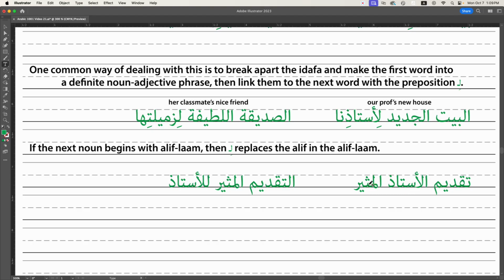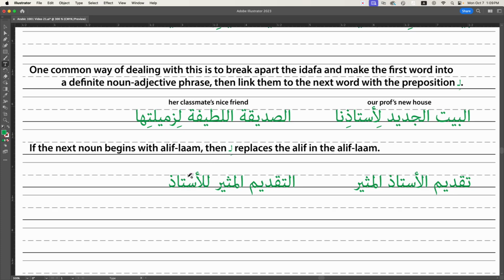Presentation, professor, interesting. Which one's interesting here, the professor or the presentation? We default to it being the professor, but we really don't know for sure. So what we could do to make it more clear is to turn this into a noun adjective phrase. At-taqdim al-muthir, the interesting presentation. And now we've taken al-ustadh and turned it into lil-ustadh by taking off the alif and the alif lam here and replacing it with the le for belonging to.